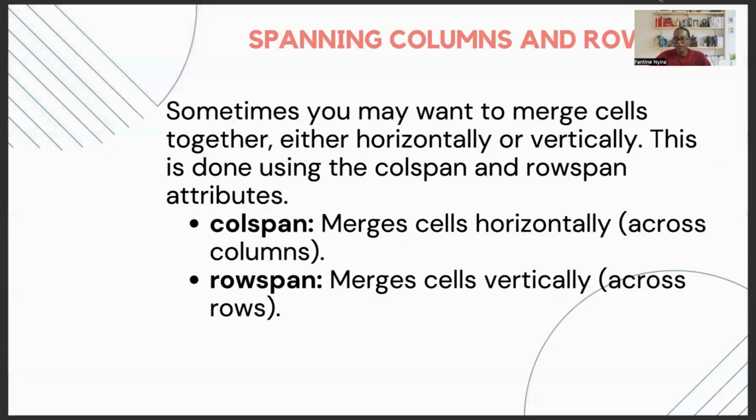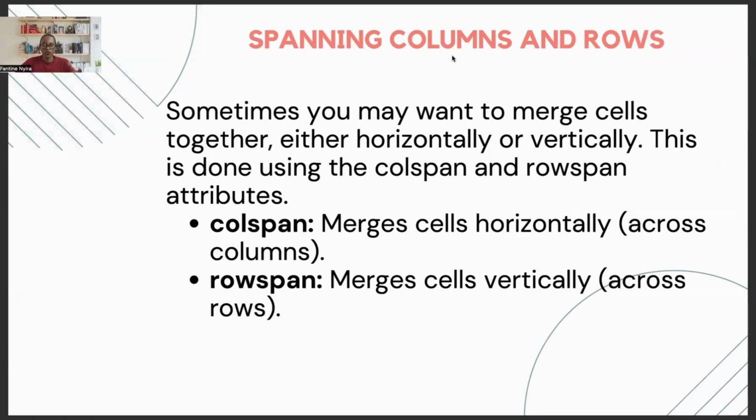So let me move this here. Sometimes we want to merge columns or rows together. So if we want to do that, we use what is called spanning. If we want to merge the columns, we put this attribute inside the tag, which is called colspan. If you want to merge the rows, then we will use rowspan. Let's see an example over here.